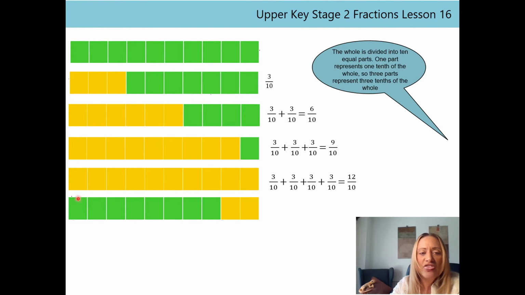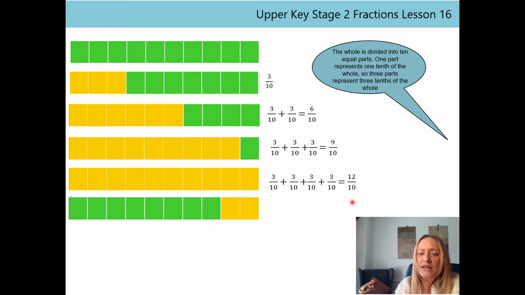Let's have a look. 3/10 plus another 3/10 plus another 3/10. And now I need 3 more 1/10, don't I? 1, 2, 3 more 1/10. So that made 12 tenths altogether. Fantastic. So did you find you needed to draw 2 wholes and split both of those wholes into 10 equal parts to make 12 tenths?